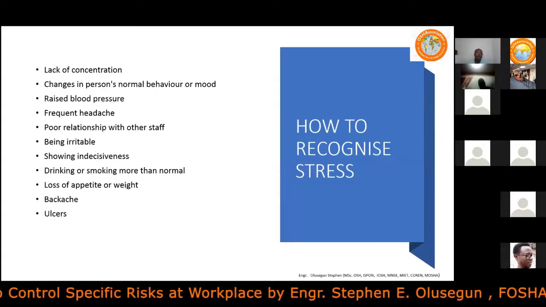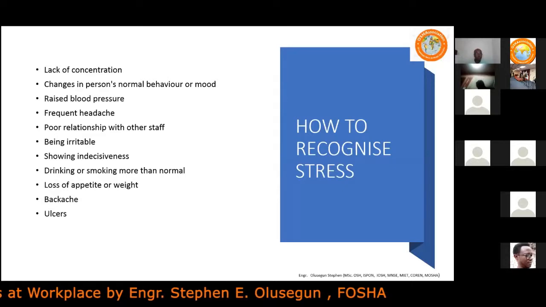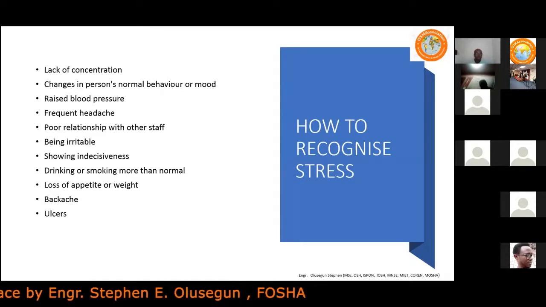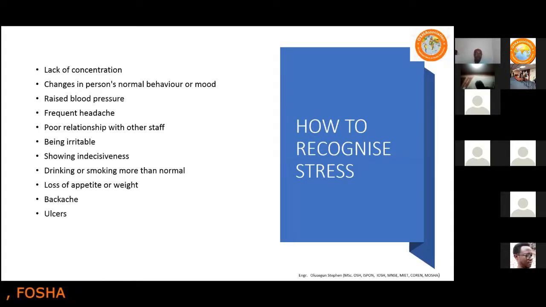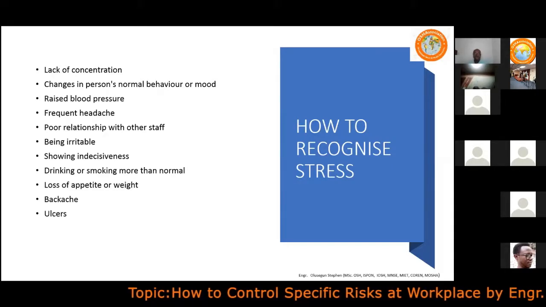So, lack of concentration, changes in personal normal behavior or mood, raised blood pressure. These are the kinds of effects of stress. Poor relationships with others, frequent headaches, being irritable, showing indecisiveness, drinking or smoking more than normal, loss of appetite or weight, and backache and even ulcers.